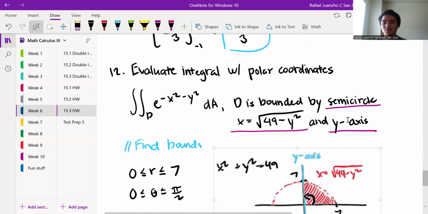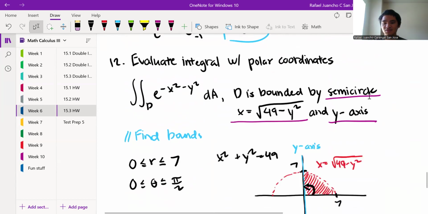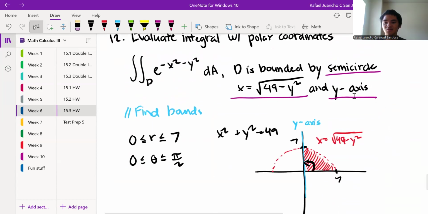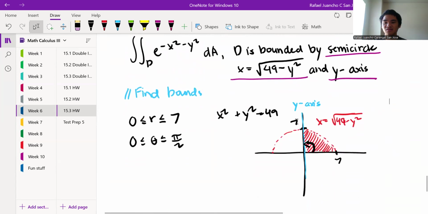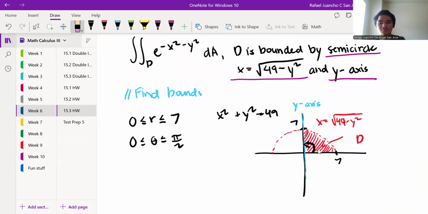So it really helps to draw what these are. So it's some semicircle here, some y-axis here, and then this is my region D. I don't know why I did that. I should have just done a different color at least. That was my region D.